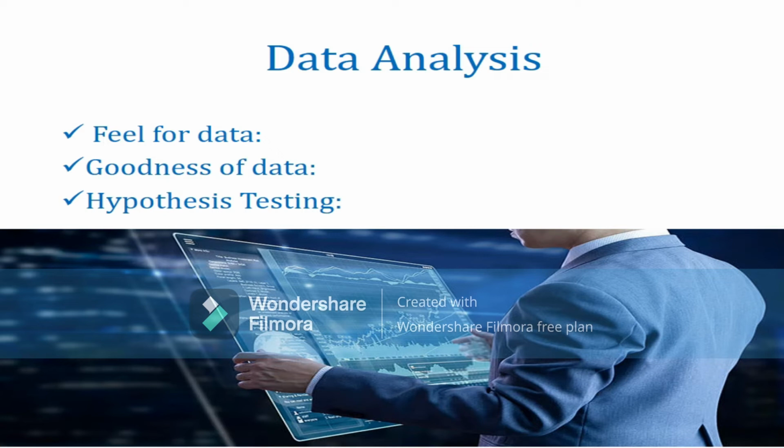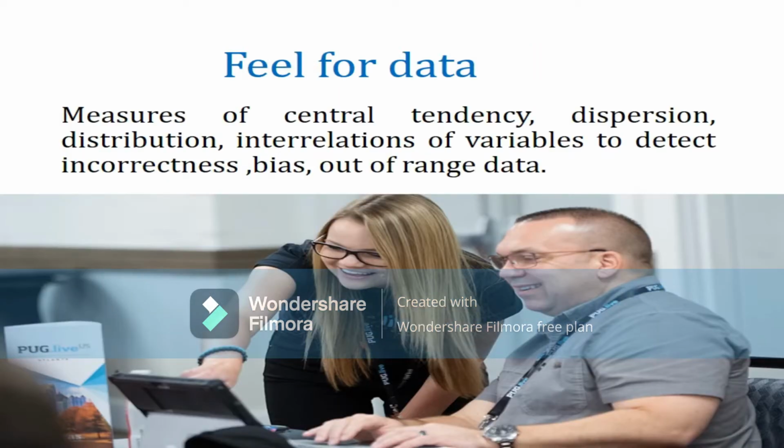Here we take the descriptive overview of each element of the data analysis. Feel for data: the measurements of central tendency, dispersion, distribution, intercorrelation of the variables to detect the correctness and bias out of the range of data. Here the researchers take the measures according to the mean, medians and standard deviations and variance, and apply statistical tools and statistical formulas for the goodness of data. Starting the next step is the goodness of data.